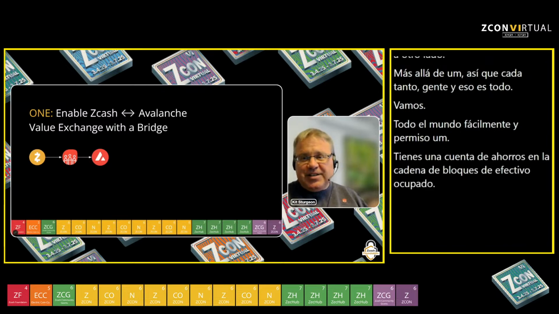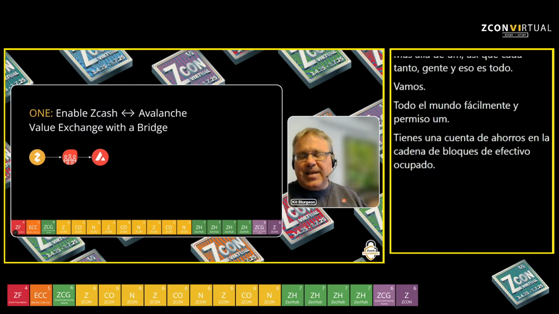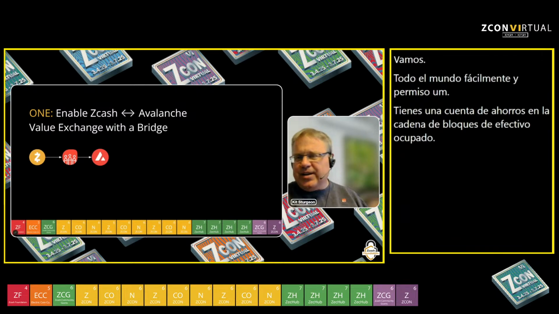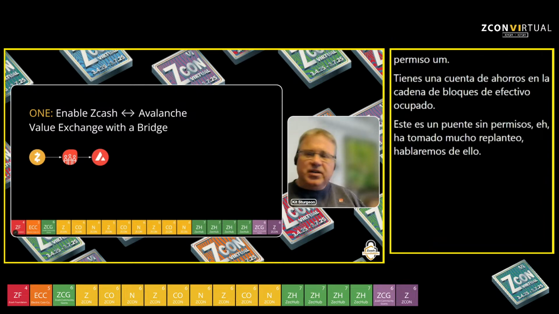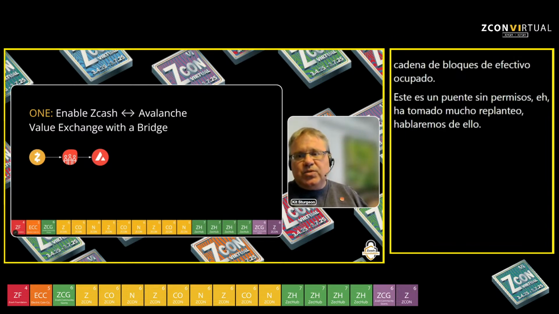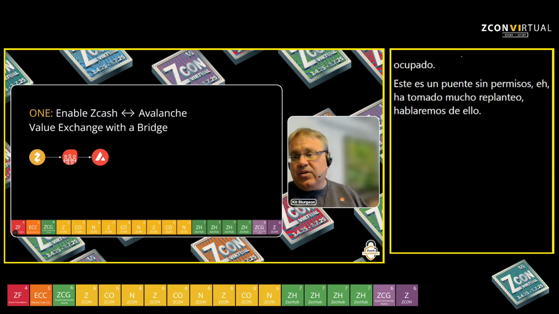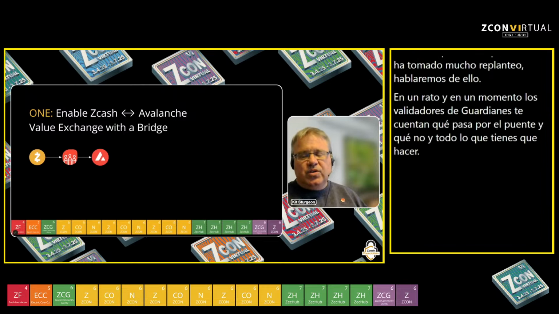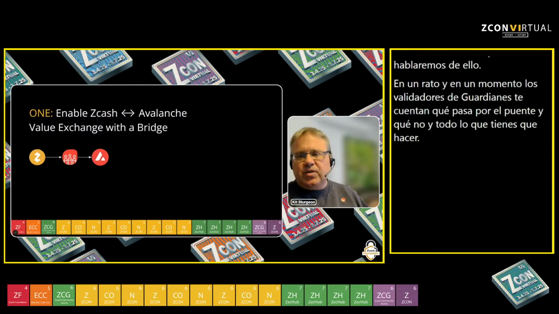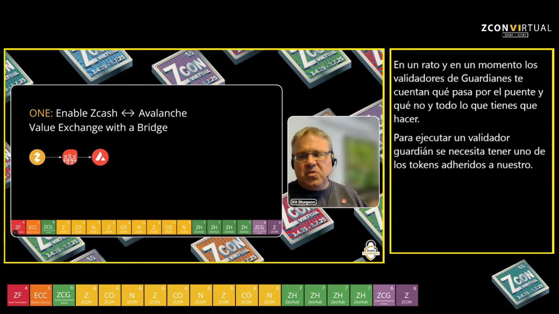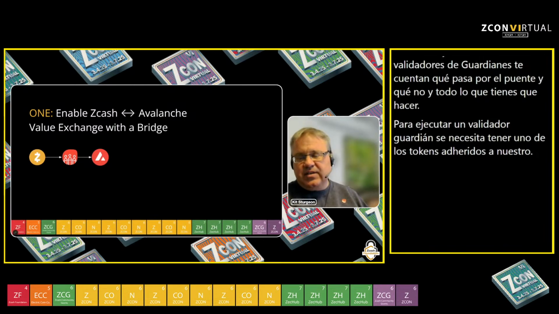This is a permissionless bridge. It has a staking token, which we'll talk about in a bit, and guardian validators that decide what goes over the bridge and what does not. And all you have to do to run a guardian validator is have enough of the staking token, which is called RBR, to run a validator. So there's no gatekeeping other than just having to buy the token.